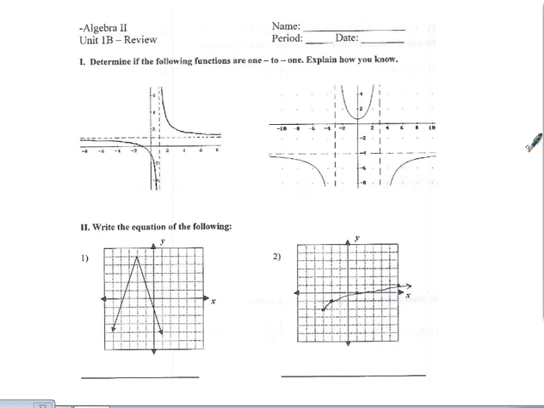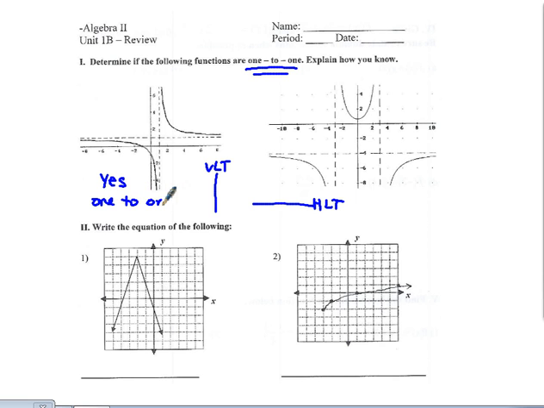So, this is asking to determine if the following functions are one-to-one, and explain how you know. So in order for something to be one-to-one, it has to pass two tests. What are those two tests that it has to pass? Yes, they are the vertical line test and the horizontal line test. So in order to pass, we have to say, okay, well, does this pass the vertical line test? Does it pass the horizontal line test? And I'd say yes. It would be one-to-one.